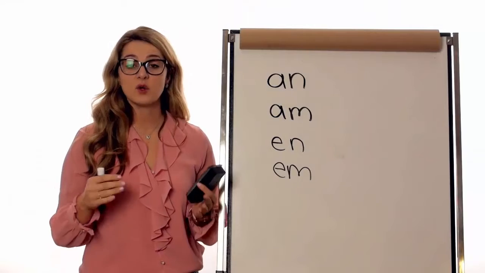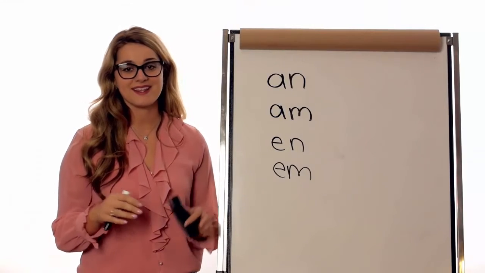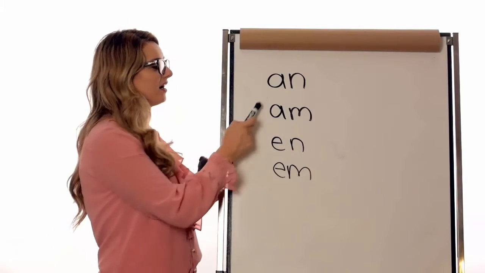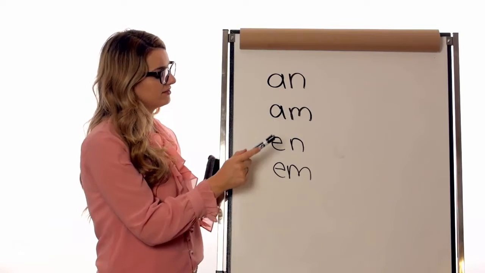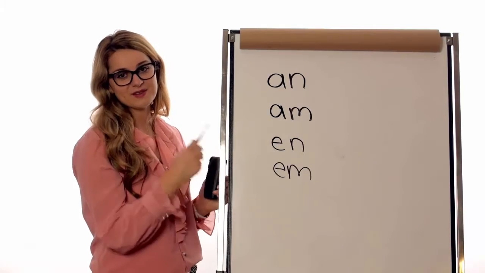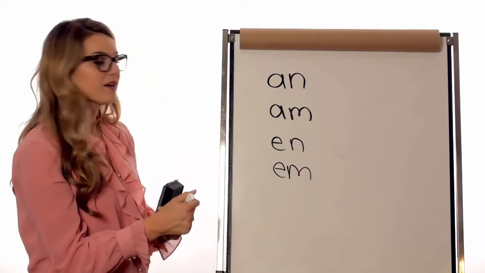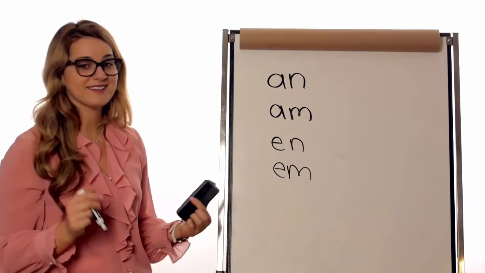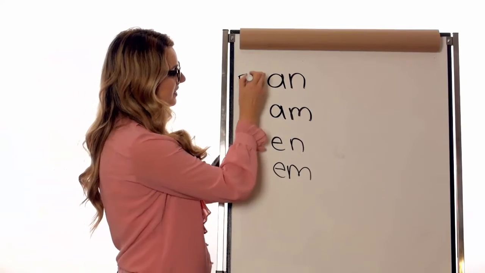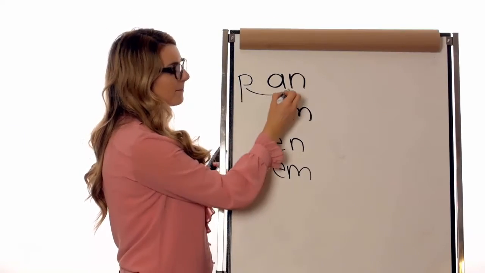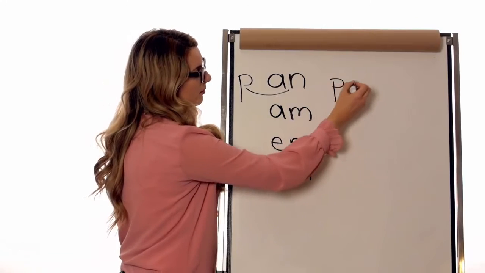Okay, here I have 4 different ways to say the exact same sound. So these are the sounds, okay? Now, if we have a letter in front of it, such as maybe a P, we would have pay, okay? Pay.